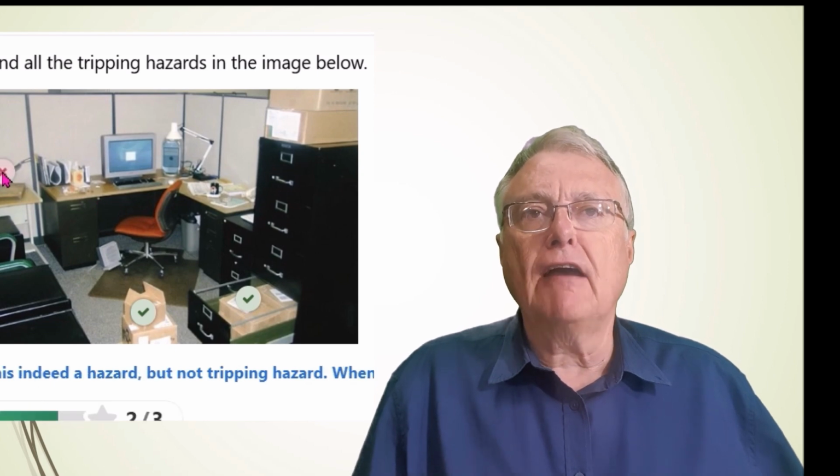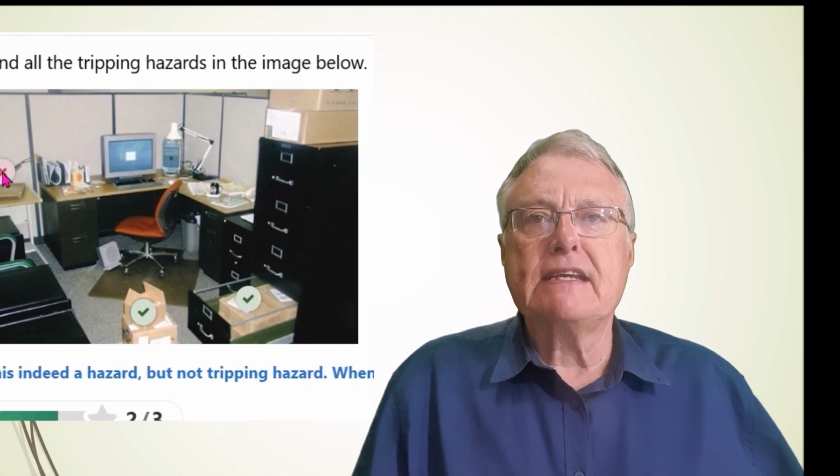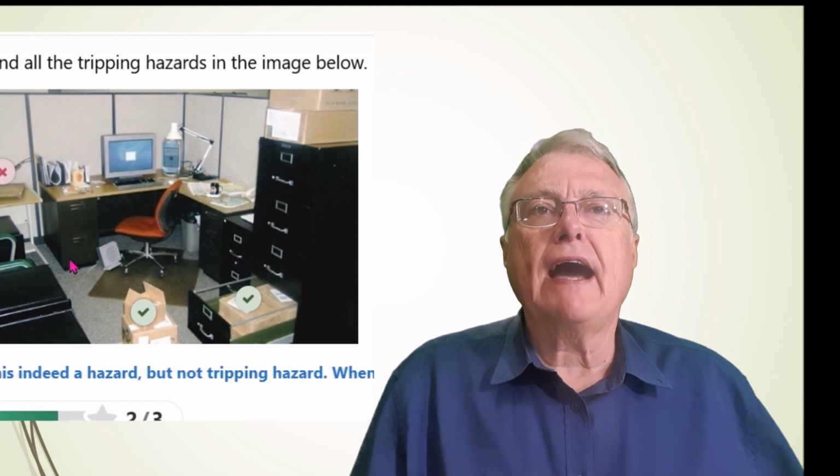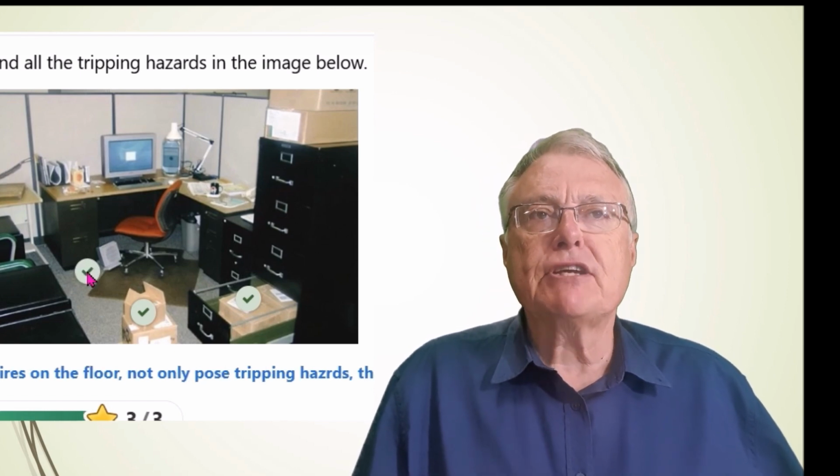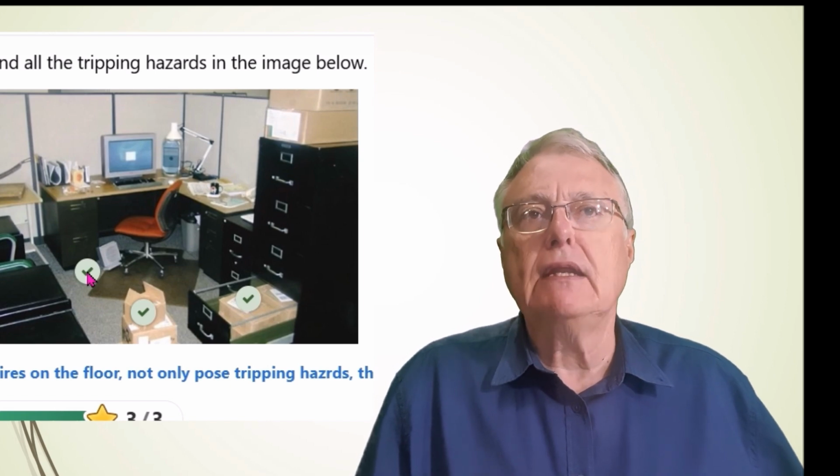In our example, we'll use an office safety scenario with an image of a typical workspace. The image contains 5 hotspots, 3 representing tripping hazards, while the other 2 highlight different types of hazards. This approach helps learners differentiate between types of hazards.